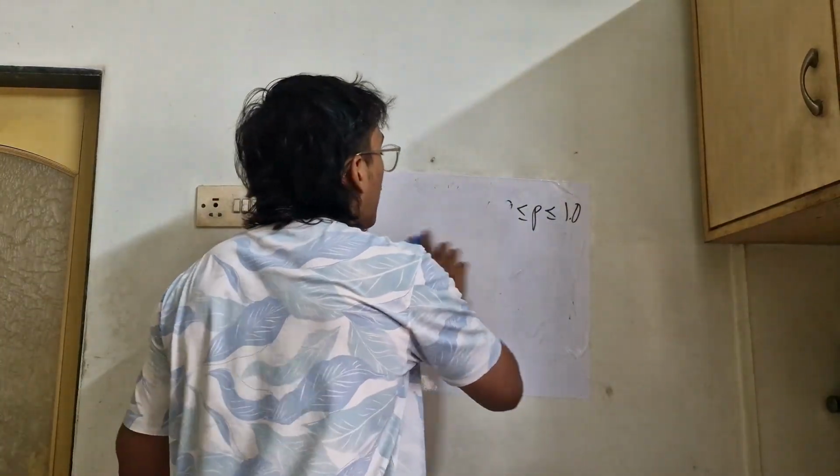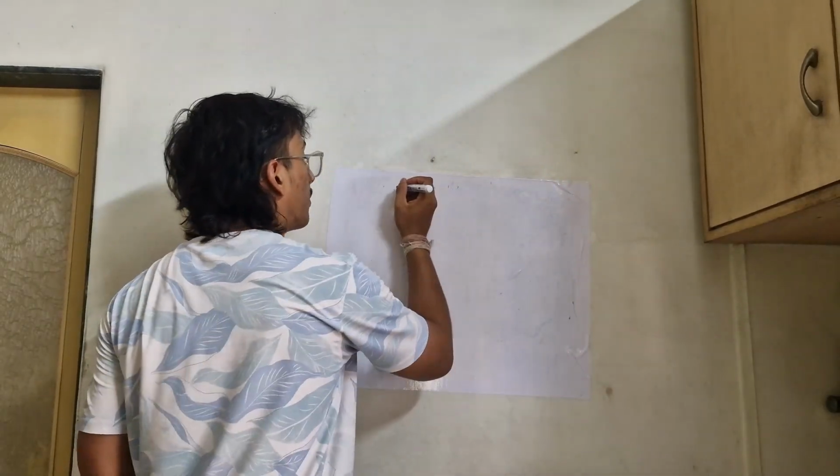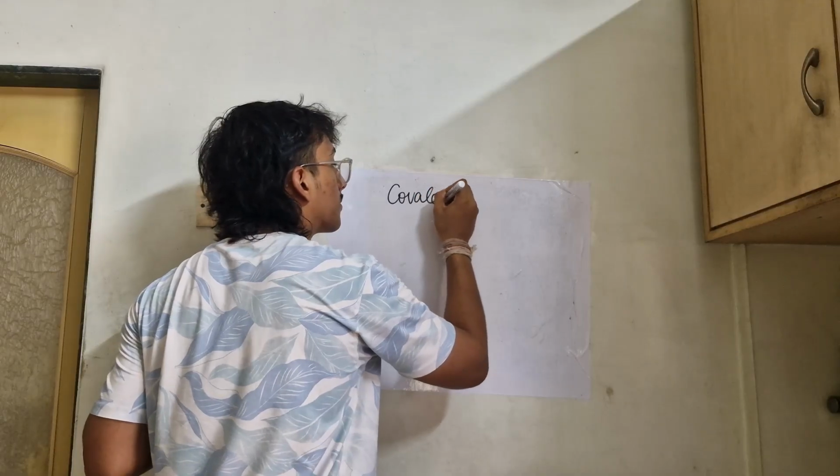So the idea then arises of measuring them depending upon the kind of bonds they form. So you can technically measure a covalent radius.